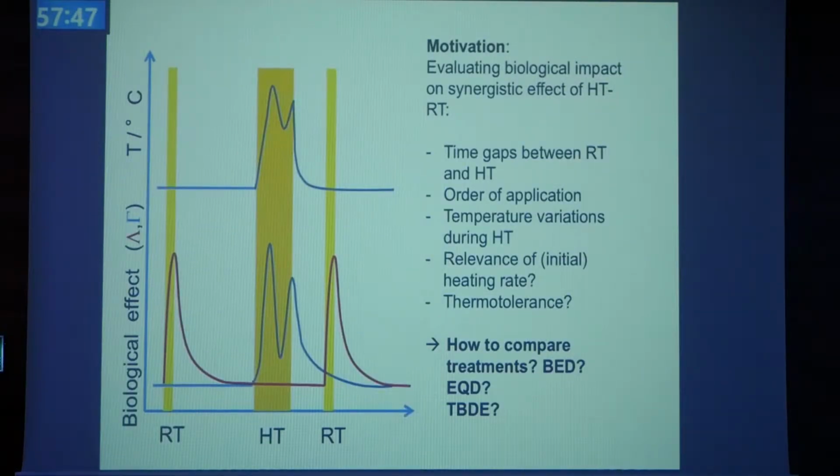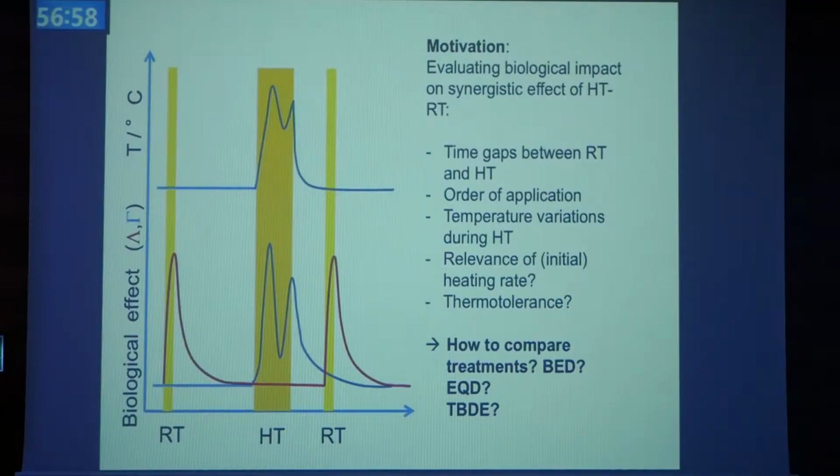So how can we compare treatments, how can we introduce a dosimetric concept? One idea is that when we look to the synergistic effect of radiation and heat, we can use descriptors for the biological effects, here denoted by lambda and gamma. These quantities are considered as transient biological dose equivalents, and I will say more about the definition of these quantities later.